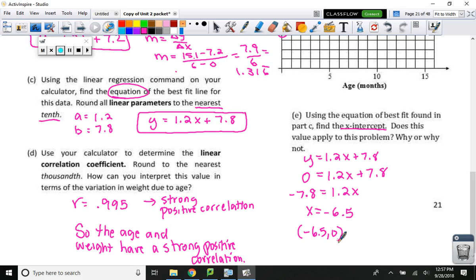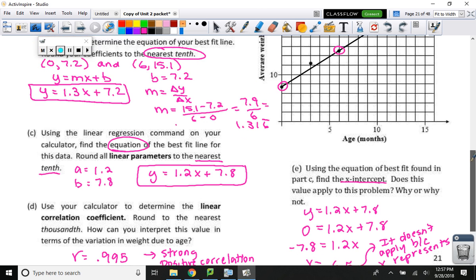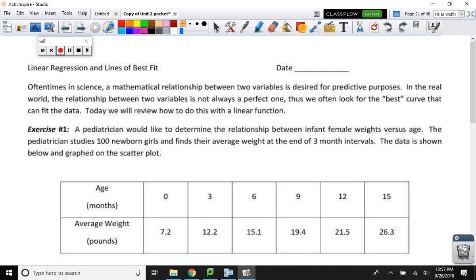But now it says, does this value apply to this problem? Why or why not? Well, clearly that makes no sense in this problem because you wouldn't say that somebody was negative 6.5 months old. So the x-intercept doesn't mean anything in terms of this problem. It does not apply because x represents age, and this does not make sense in this particular problem. Alright, so just answering different things about the questions. Alright, keep going.